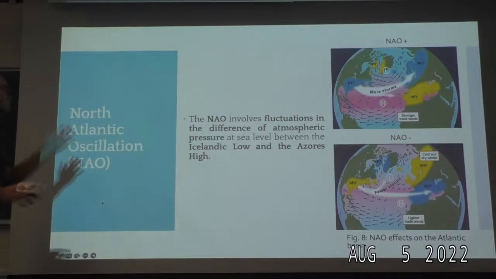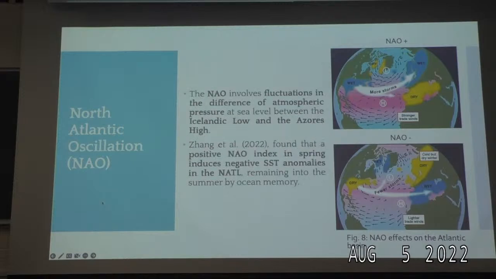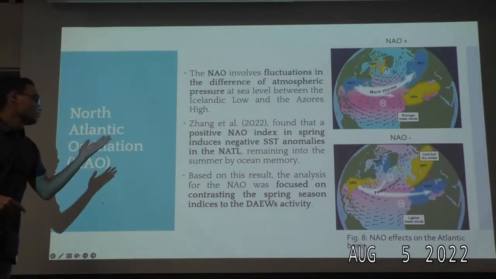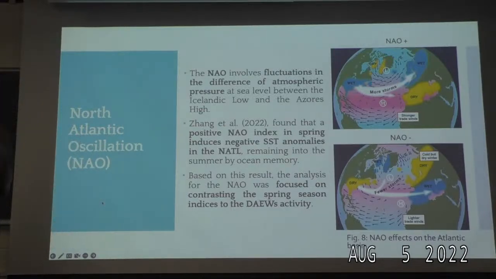For the North Atlantic Oscillation, the NAO involves fluctuation in atmospheric pressure at sea level between the Icelandic low and the Azores high. A study by Zhang in 2022 found that a positive NAO index in spring can induce negative SST anomalies in the North Atlantic, remaining into the summer by ocean memory. Based on this result, the analysis for the NAO in this case focused on contrasting the spring season indices to the developers' activity.